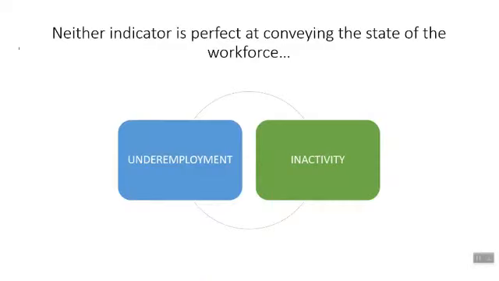However, neither indicator is perfect at conveying the state of the workforce, and there are two main reasons for this: underemployment and inactivity. Firstly, underemployment. People may be officially classed as employed, but society may not be fully utilizing their skills. For example, we say that an individual is underemployed when they are either working less hours than they want to, or are in jobs below their skill level. An interesting example of this is in Cuba, where people trained as doctors decide to work as taxi drivers due to the better salaries. When underemployment occurs, it means that although people are employed, they aren't being used to their full potential.